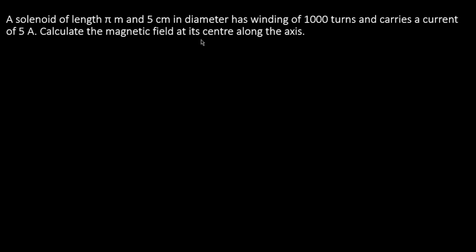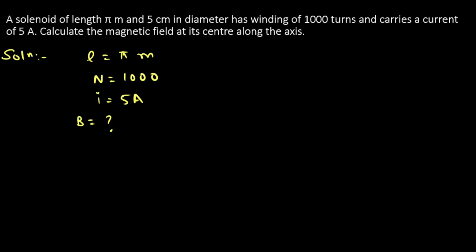Calculate the magnetic field at its center along the axis. So solution, length of the solenoid is 5 meters and number of turns is given to us as 1000. The current is given to us as 5 ampere. We need to calculate B.